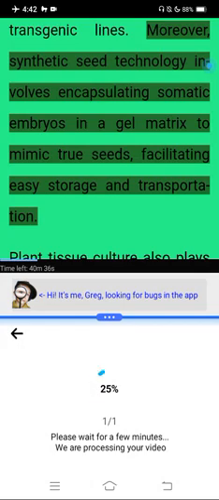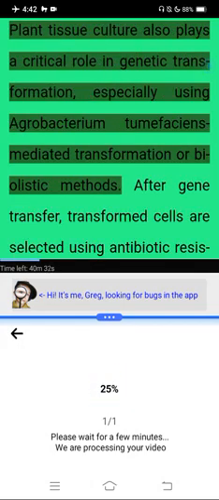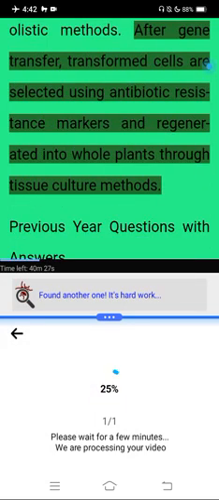Moreover, synthetic seed technology involves encapsulating somatic embryos in a gel matrix to mimic true seeds, facilitating easy storage and transportation. Plant tissue culture also plays a critical role in genetic transformation, especially using Agrobacterium tumefaciens-mediated transformation or biolistic methods. After gene transfer, transformed cells are selected using antibiotic resistance markers and regenerated into whole plants through tissue culture methods.